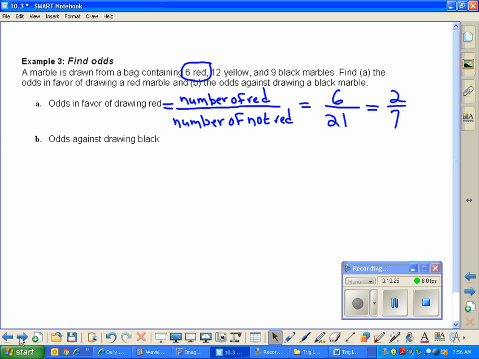Now what I want you to do, I want you to try part B. Do the odds against drawing a black. Keen, what'd you get? It is 2 to 1. How'd you get that?